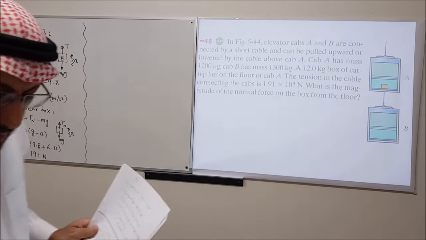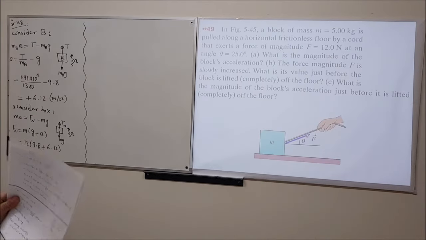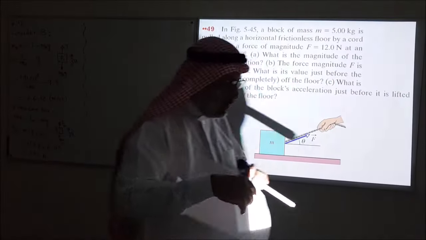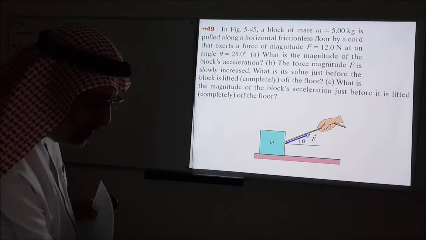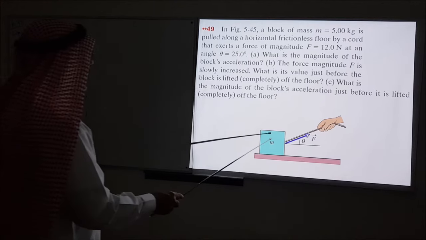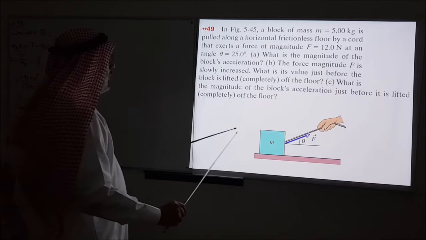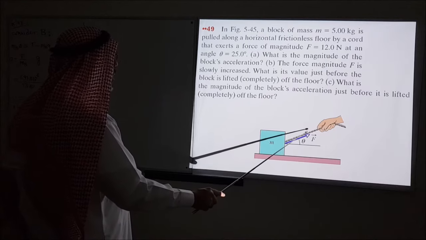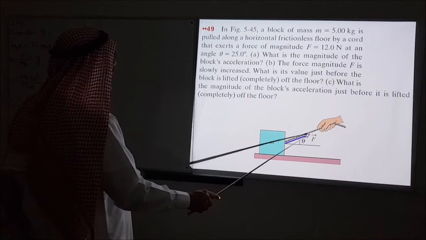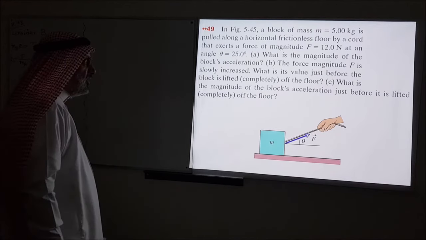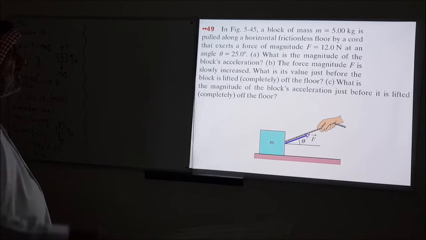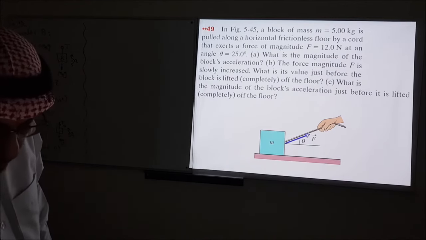Next, let us consider problem 49 from the textbook. Okay, typical problem, an object moving on a flat surface. Let's read the problem. The problem says, in this figure, a block of mass M, 5 kilograms, is pulled along a horizontal frictionless surface by a cord that exerts a force of magnitude 12 newtons at an angle theta of 25 degrees. What is the magnitude of the block's acceleration?